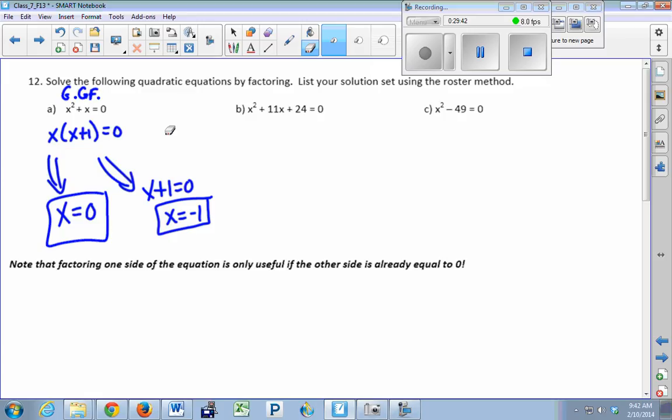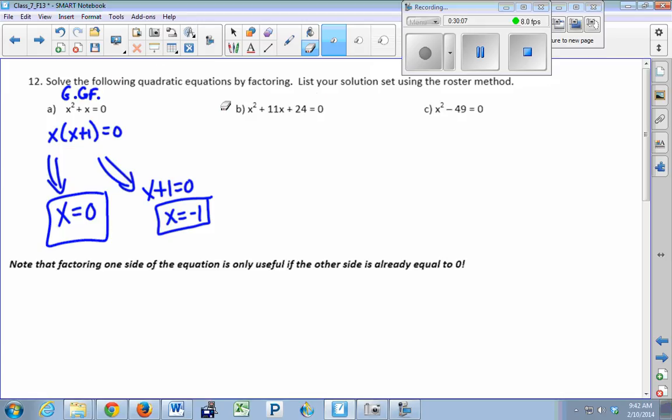All right. The big faux pas here is students divide both sides by x. And you'll always lose one of your solutions when you do that. If you divide both sides by x, you'll just get x plus 1 equals 0. So you've lost one of your solutions, and you're also dividing both sides by 0, which is really not a good thing to do. So factor, factor, factor.